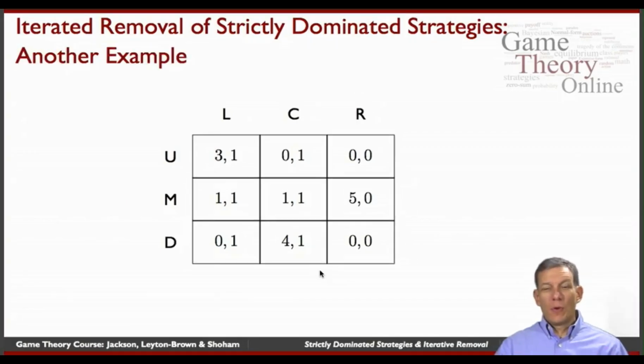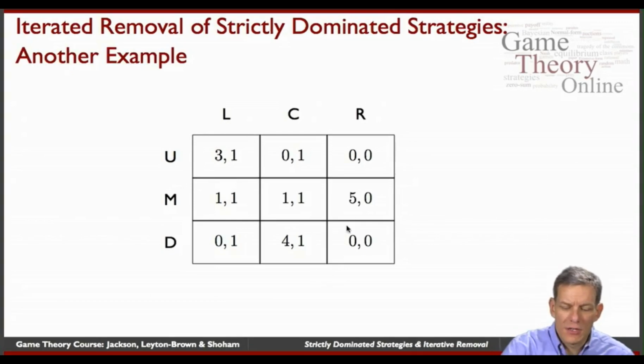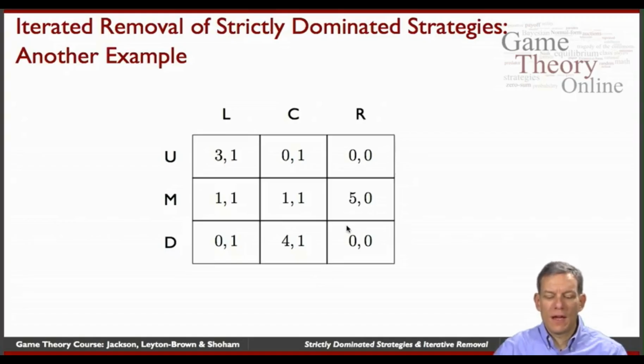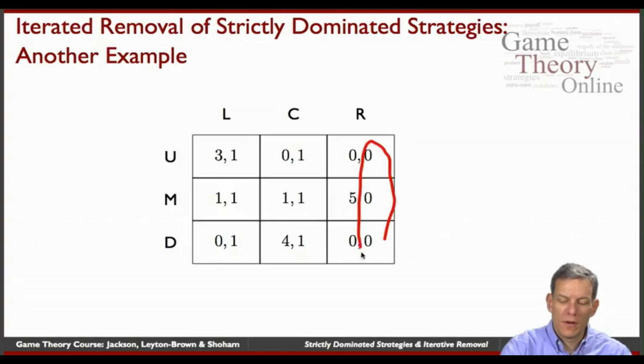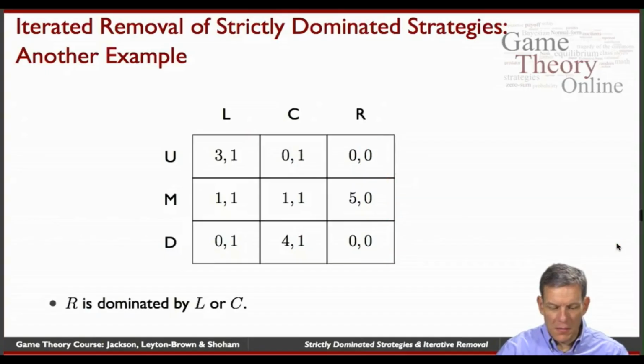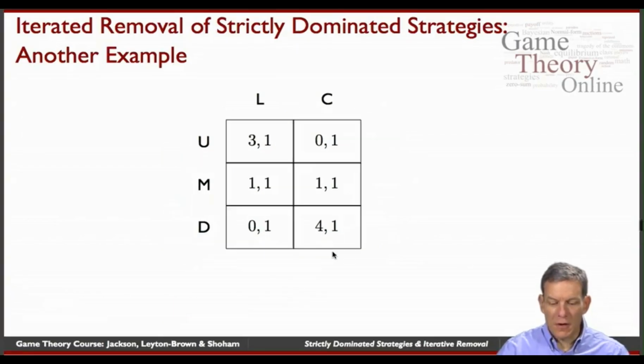So that worked very well in that game. Let's take a look at another game. I will slightly change the payoffs of this matrix. Let's try again. In this case, R is still dominated. So in this case, R always leads to 0 for the column player. Left or center give higher payoffs. So in this case, R is dominated by either L or C. We can get rid of R, and then we can go through again.